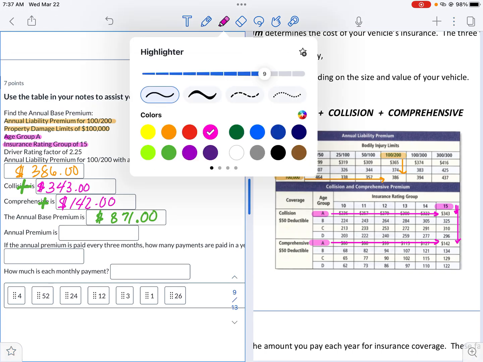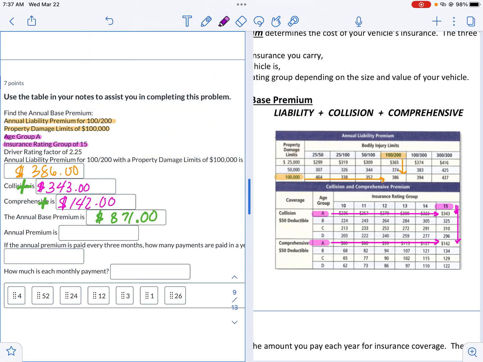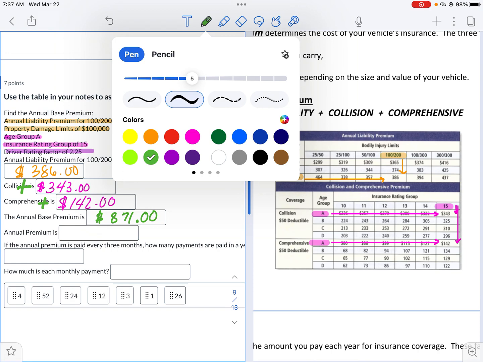All right, so then we are going to notice that, whoa, we have a driver rating factor of 2.25. Not very good. I've had some accidents. I'm young. I'm inexperienced. I have a terrible credit score. All of those things might be true.